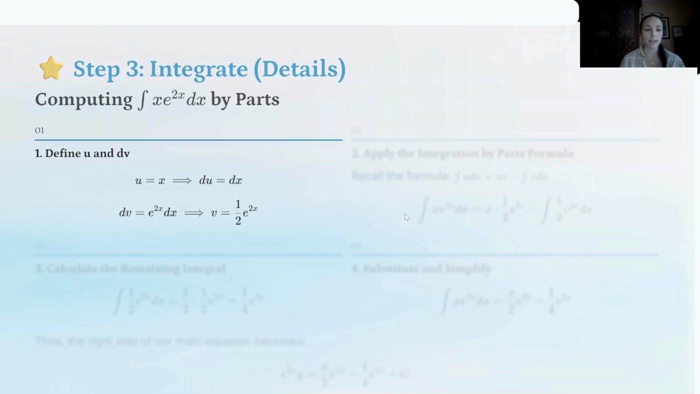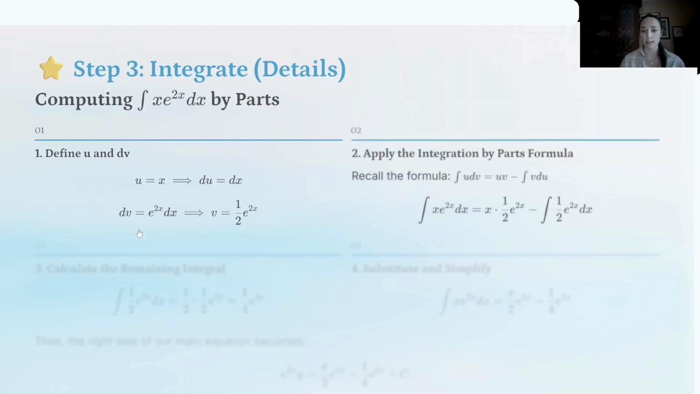So we needed to find our u and our dv. In this case, our u equals x, so du equals dx, just taking the first derivative, and dv is the rest of the function. So dv equals e to the 2x dx, and to find v, we just have to integrate that. So we have 1 over 2 e to the 2x. Then we apply the integration by parts formula, which is uv minus the integral of v du, and we'll plug in all of our terms there.